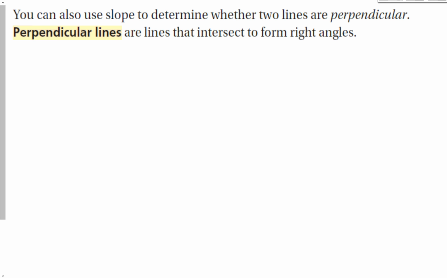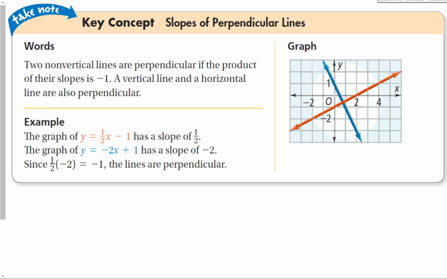We can also use slopes to determine whether two lines are perpendicular. Remember that perpendicular lines are lines that intersect to form right angles. So, two non-vertical lines are perpendicular if the product of their slopes is -1. A vertical line and a horizontal line also happen to be perpendicular, even though a vertical line has an undefined slope. So, my graph of, in red, y is equal to 1/2 x minus 1 has a slope of 1/2. The graph of y is equal to -2x plus 1 has a slope of -2. If I multiply these slopes together, we get -1.